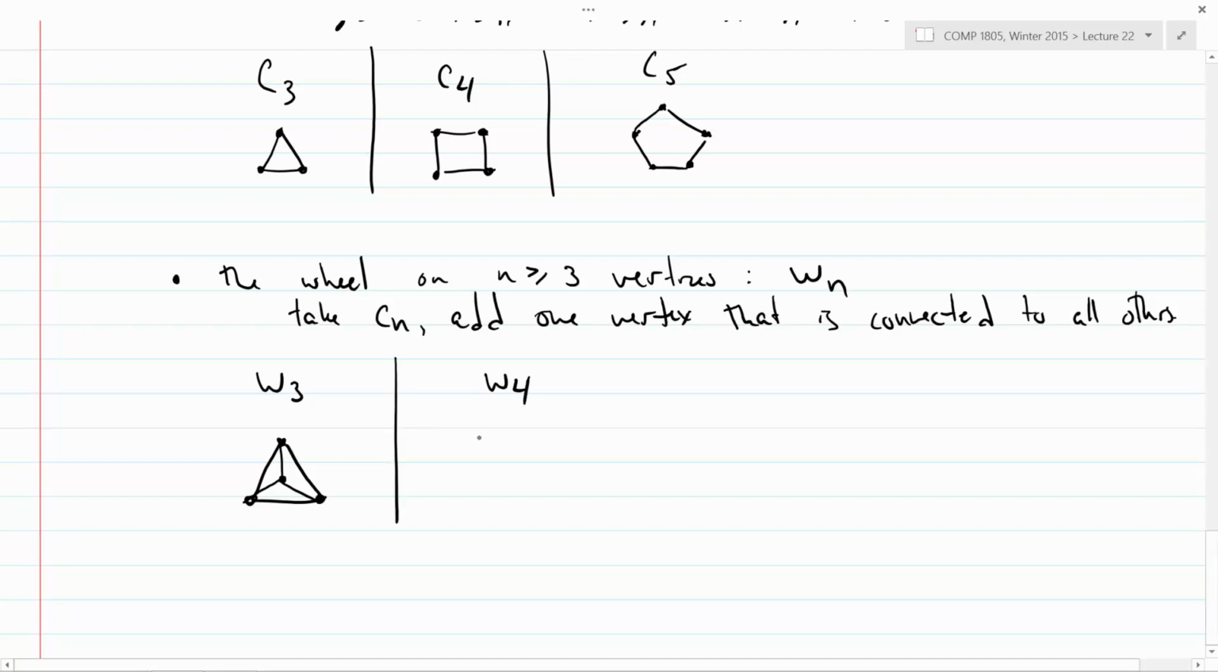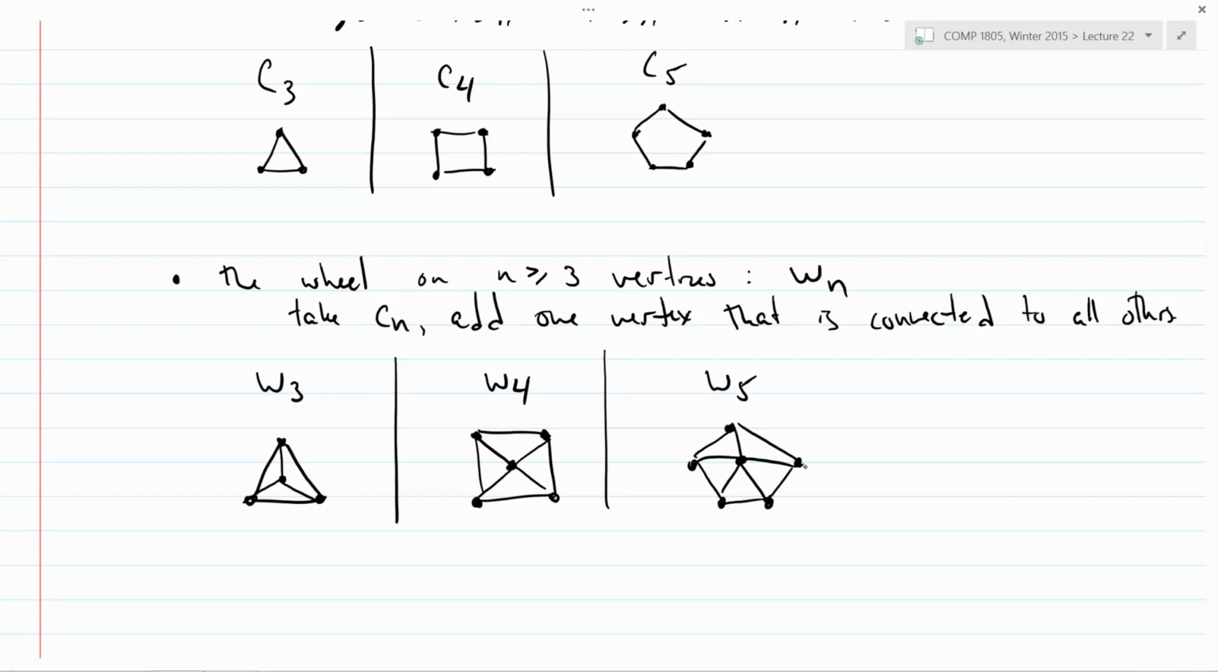W4 says, well, take C4, add a vertex in the middle, and connect it to all the other vertices. So that's what W4 is. W5 says take C5, add a vertex in the middle, and connect it to all the other vertices. As you can see, as this starts to get more and more vertices, this looks kind of like a wheel with some spokes. Questions about the wheel? Yeah?